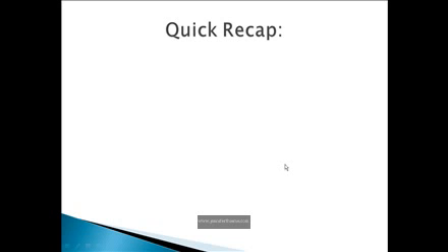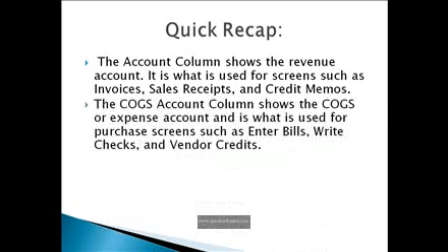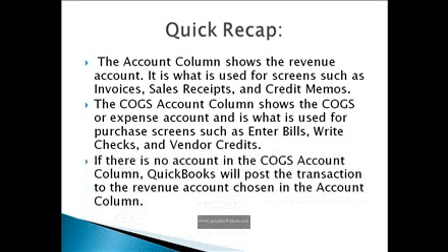Okay, here's a quick recap of what we talked about today. The account column in the items list shows the revenue account. It is what is used for screens such as invoices, sales receipts, and credit memos. The COGS account column in the items list shows the COGS or expense account and is what is used for purchase screens such as enter bills, write checks, and vendor credits. If there is no account in the COGS account column, QuickBooks will post the transaction to the revenue account chosen in the account column.